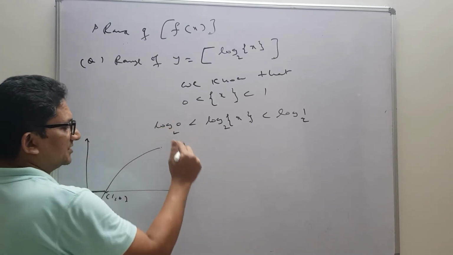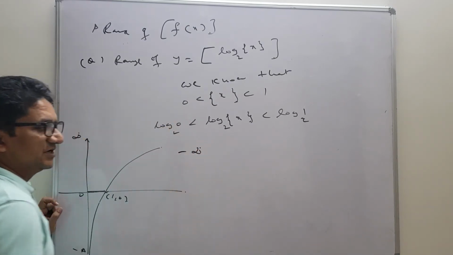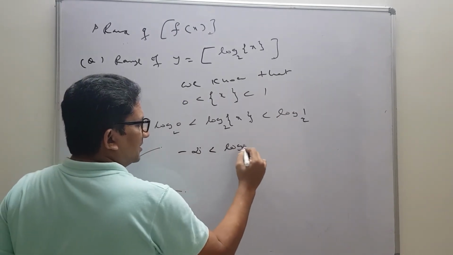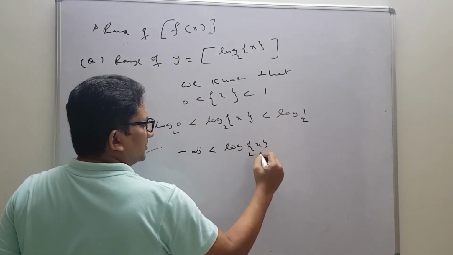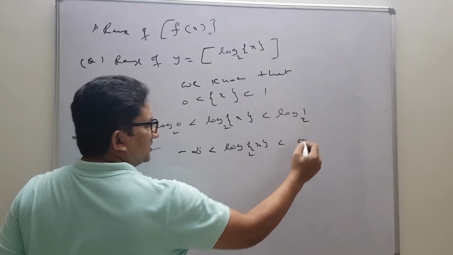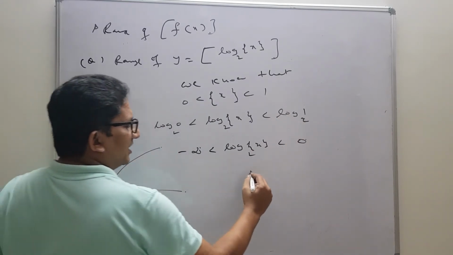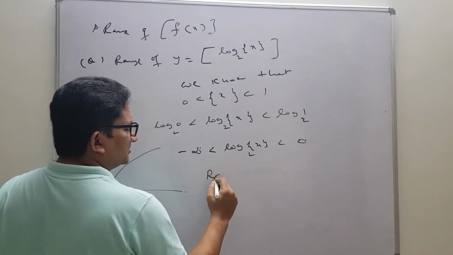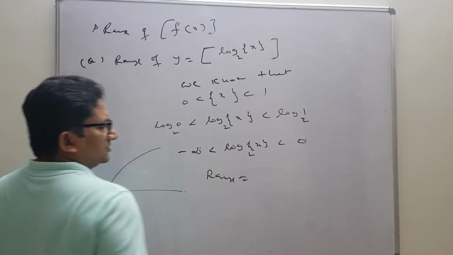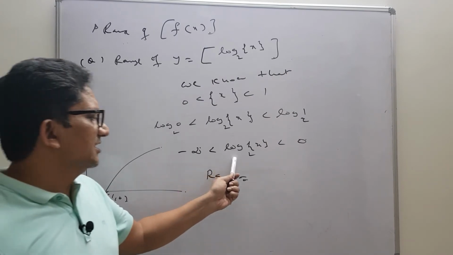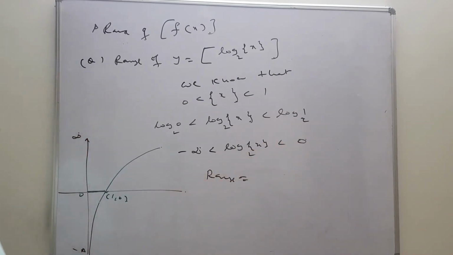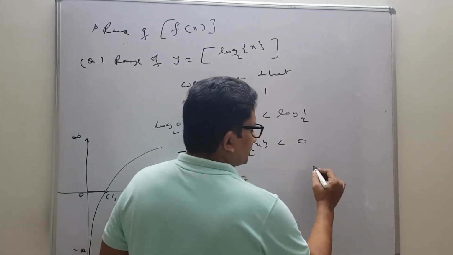That means logarithm of 0 we can take as minus infinity, which is a limiting value. So log of mod x to the base 2 is less than log 1, which is 0. Now y lies in between which two values? Or straight away we can write the range. If the function lies in between minus infinity comma 0, then the greatest integer function lies in between, understand it easily.